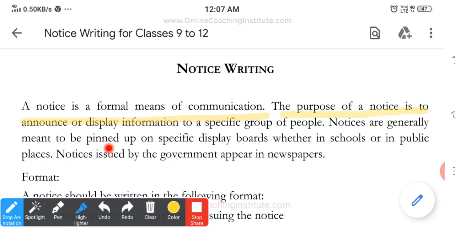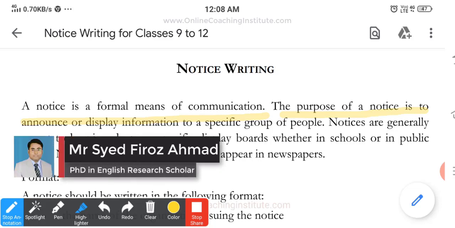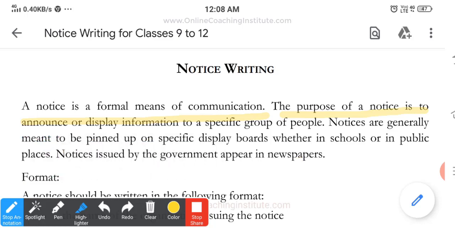In the British time, the notice used to be published on the town hall, and people used to gather around and read that. All right, after that, we shall learn something more. Notices issued by the government appear in newspapers, remember. So the format of a government notice is quite different.